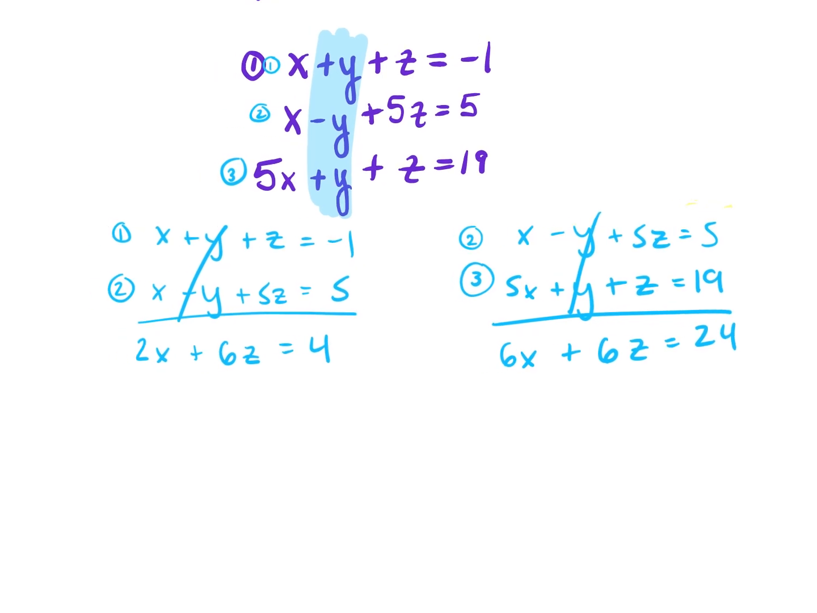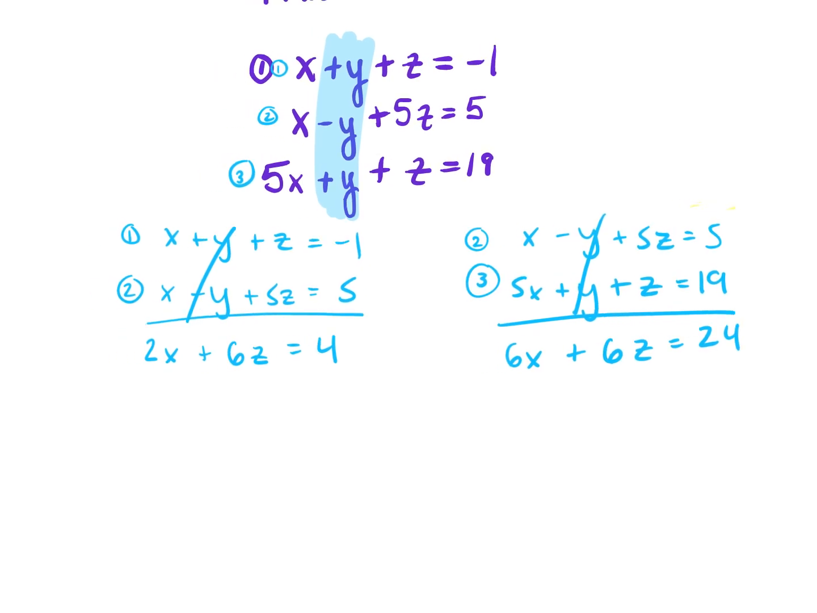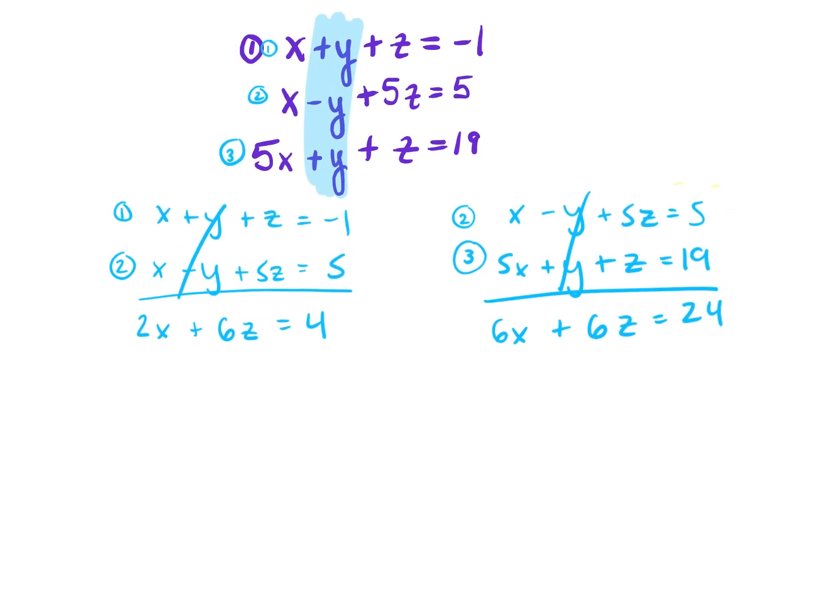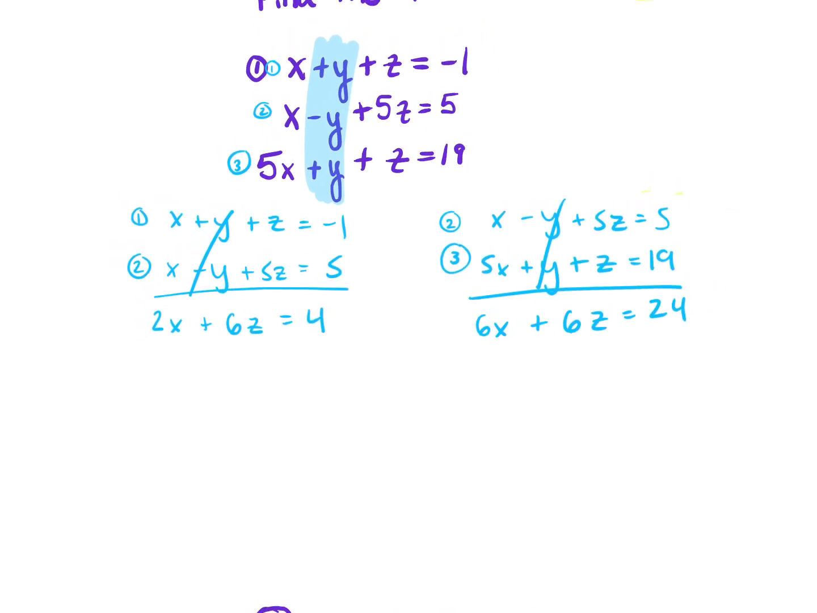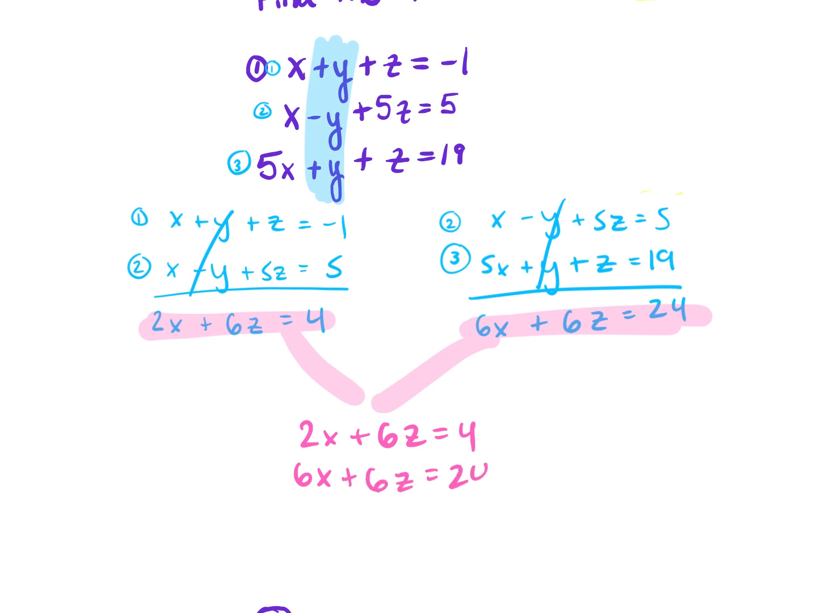So you have to do this step twice. You have to pick 2 equations and eliminate the same variable twice. Next, any questions so far? All right, next we want to take the 2 equations that we just found and combine those 2 together. So we have 2x plus 6z is equal to 4, and 6x plus 6z is equal to 24.